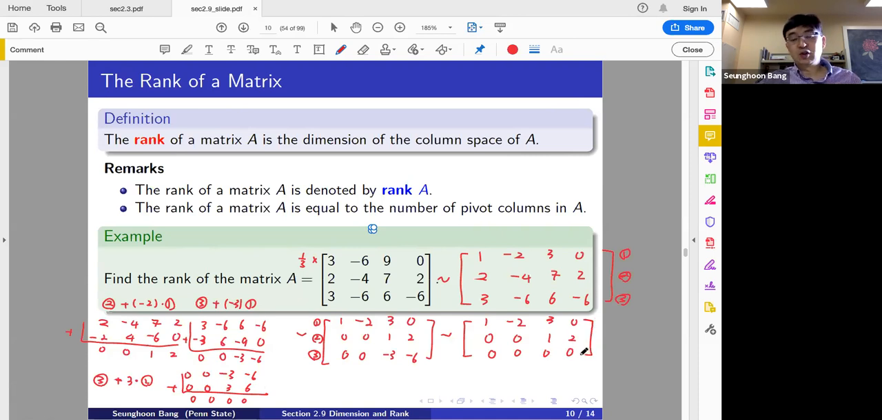Next, you need to find the number of pivot columns. We have one pivot here and another pivot, so we have 2 pivot columns. So what is rank A? The rank of A is exactly the dimension of the column space of A, which is the same as the number of pivot columns, 2. So this is the final answer for this problem.